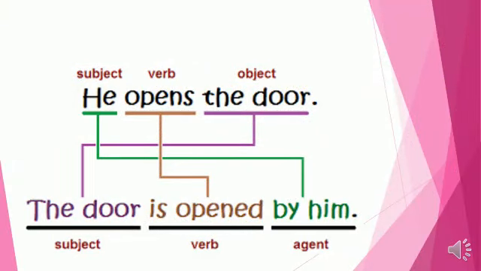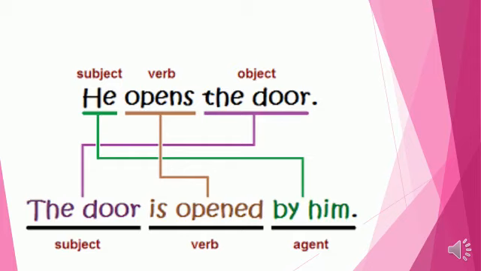Sentence here. He opens the door. This sentence is active. Why do we say this is active? Because we have a subject, we have a verb, and we have an object. He opens the door. So if we want to change this sentence into passive, we have to exchange the places of the sentence. We have to change with the object, and then we have to get the verb to be in the same tense of the verb of the sentence. Then we get the past participle of the verb.